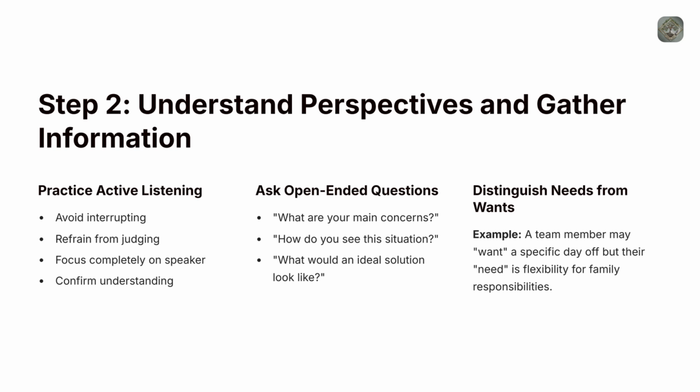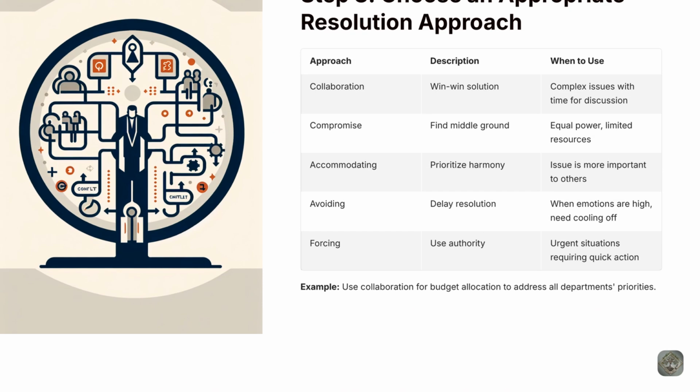Once you've identified the conflict, the next step is to understand perspectives. Practice active listening. Focus fully on what the other person is saying without interrupting. Ask open-ended questions like, "What are your main concerns?" to uncover deeper needs. For example, someone may want a specific day off, but the true need is flexibility to manage family responsibilities. Let's move to selecting the right resolution approach.